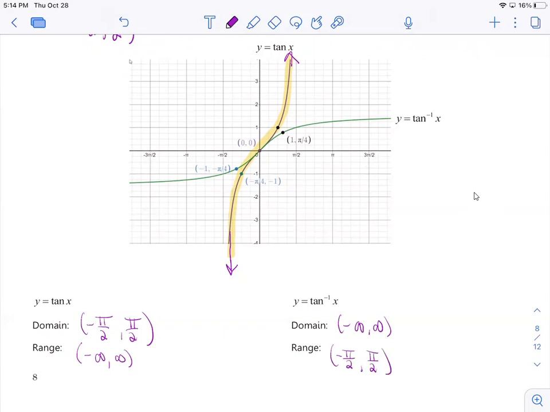Again, if we look at our green graph, our domain is everything, because it goes on forever in this direction. But we can also see that it levels off right here, and that's where pi over 2 is happening, and this is where negative pi over 2 is happening.